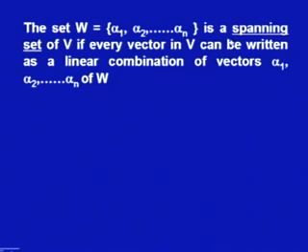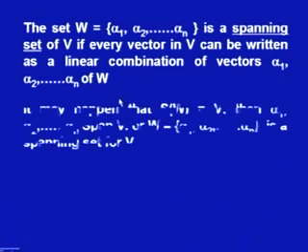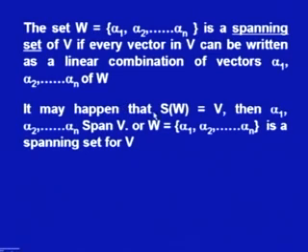Now, the next definition is that a set W is a spanning set of V if every vector in V can be written as a linear combination of vectors alpha 1, alpha 2, ..., alpha n of W. It may happen that S(W) is equal to V, the span of W is V. Then alpha 1, alpha 2, ..., alpha n actually span V, or in other words, W = {alpha 1, alpha 2, ..., alpha n} is a spanning set for the vector space V.